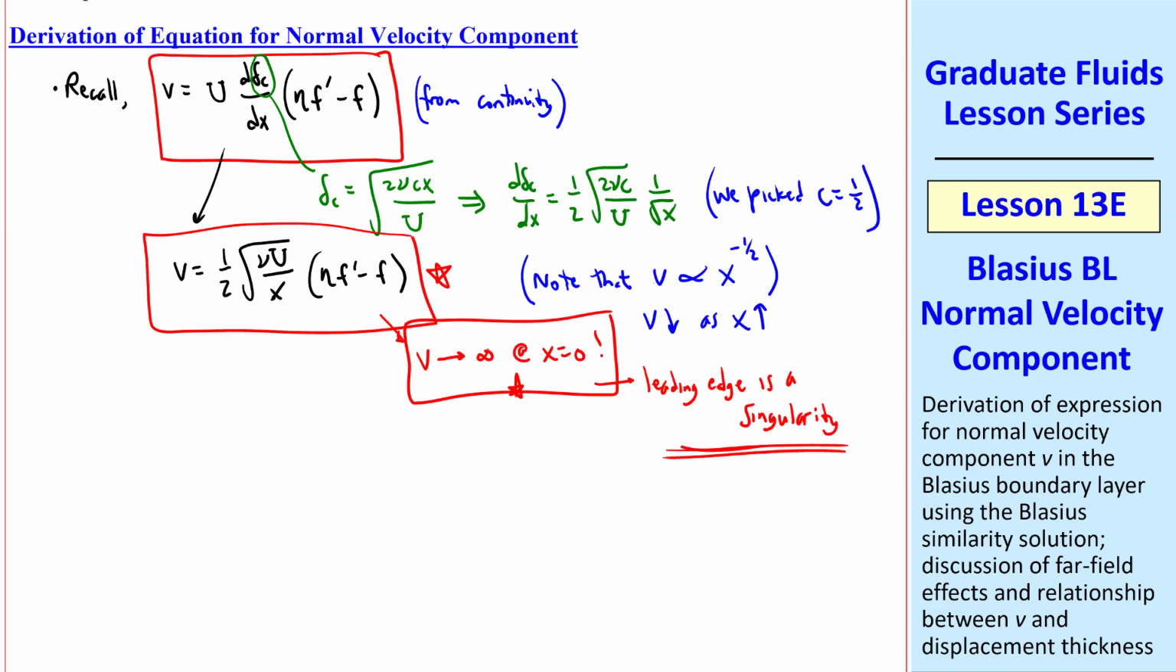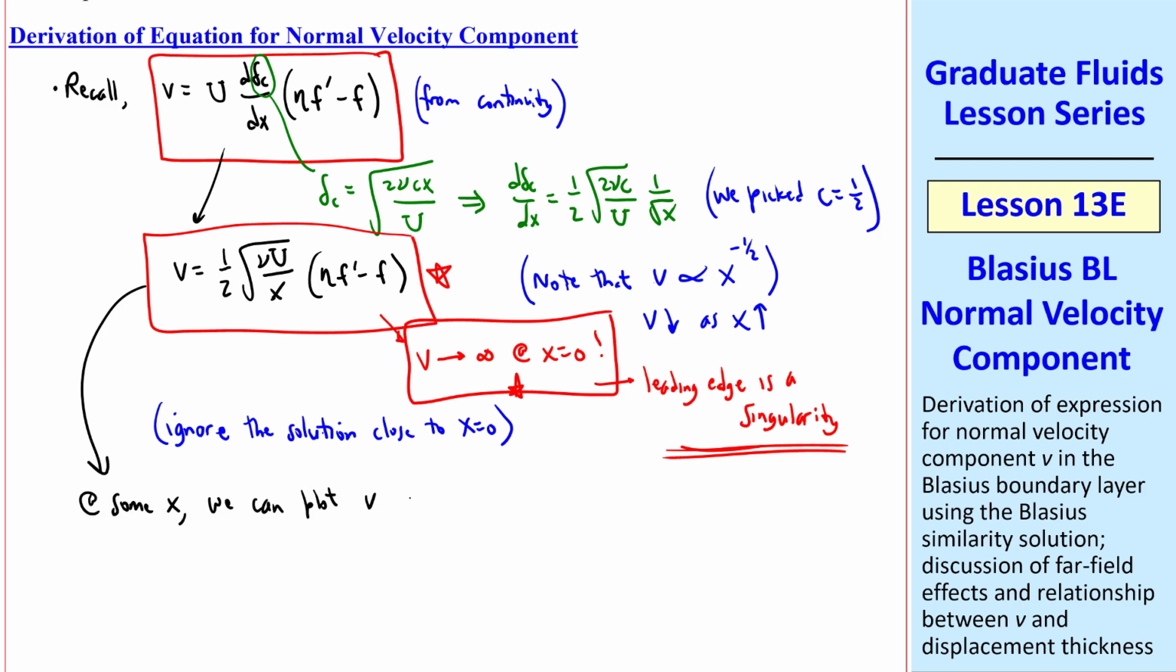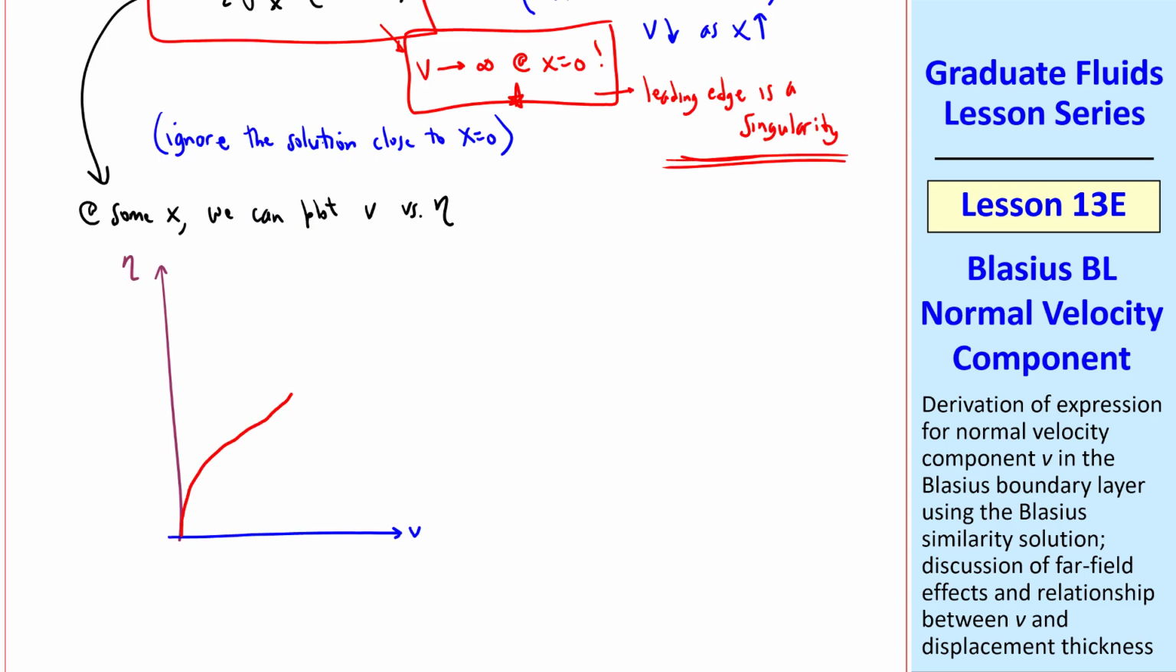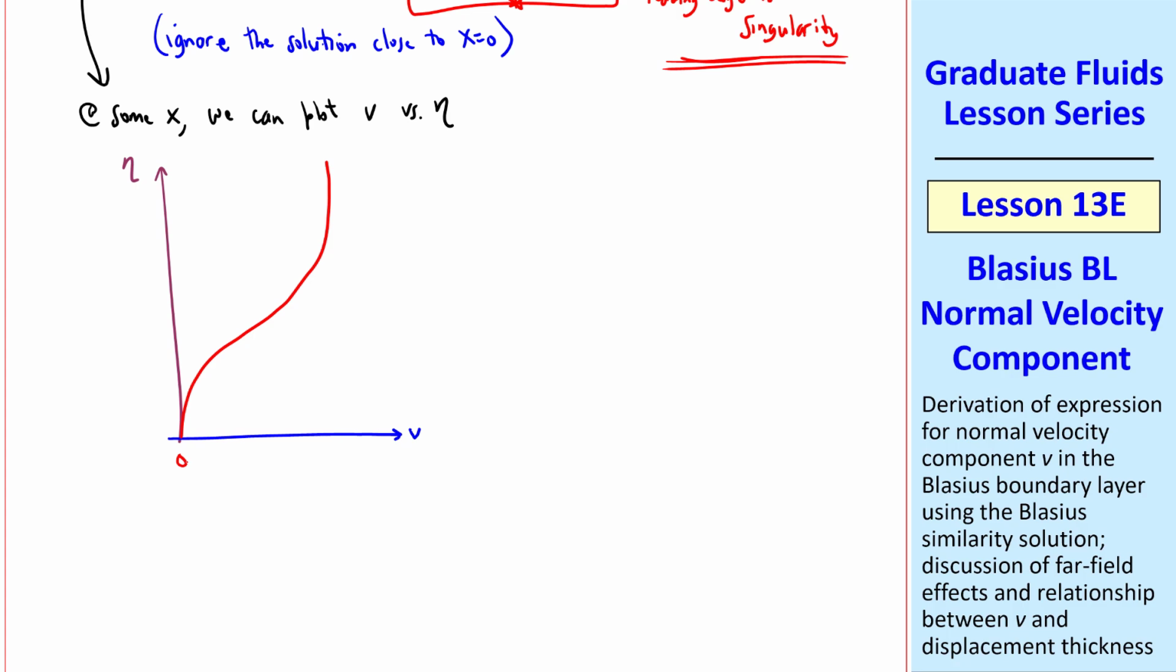What do we do about that? Well, as we do with most singularities, we ignore the solution close to x equals 0 to avoid this infinite value in the singularity. But at any location other than x equals 0, we can plot this vertical component of velocity v versus similarity variable eta. And it looks something like this. It's 0 at the wall, of course, since no flow can go through the wall. And v increases with eta, reaching a maximum near the edge of the boundary layer. The max value, by the way, is 0.860 square root of nu u over x.